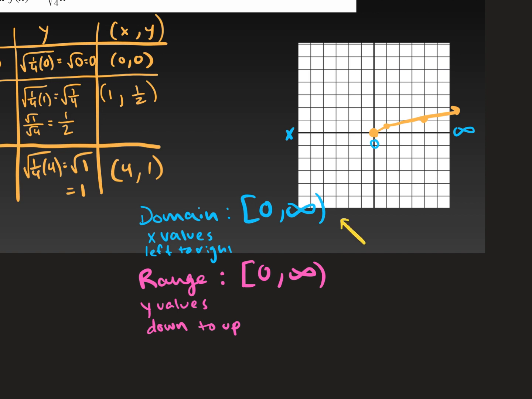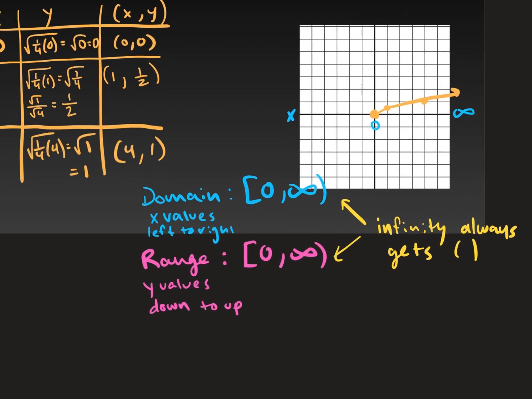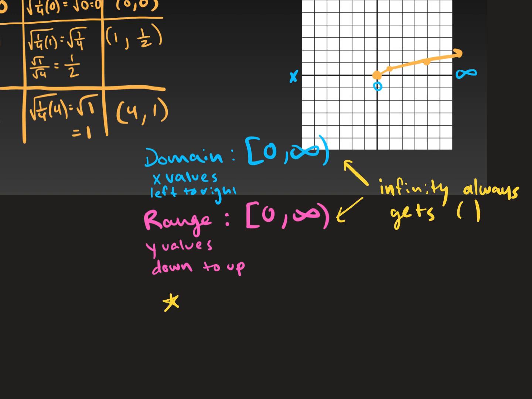Now for domain and range, the infinity always gets the parentheses. And then we also want to keep in mind for domain and range, it goes from smallest to largest. So the numbers here go from smallest to largest. We always list it in order. So 0 is smaller than infinity, so we put the 0 first.